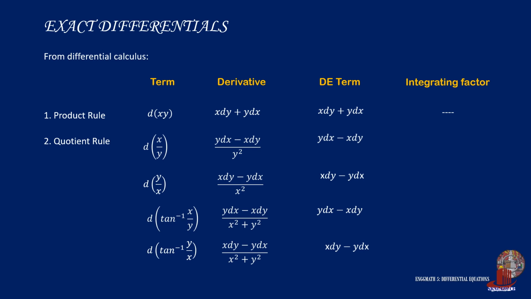So there are four options to restructure the difference of y dx and x dy. The first two will need to be divided by either y squared or x squared to revert back to the derivative of the ratio of the variables. The latter two will require to be divided by x squared plus y squared to take the form of the derivative of the arctangent of their ratios.